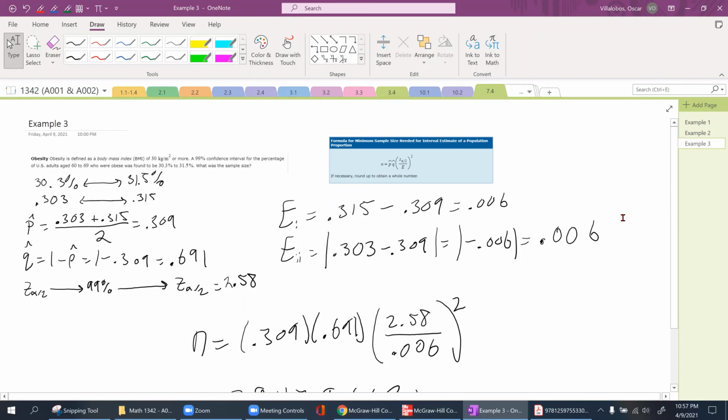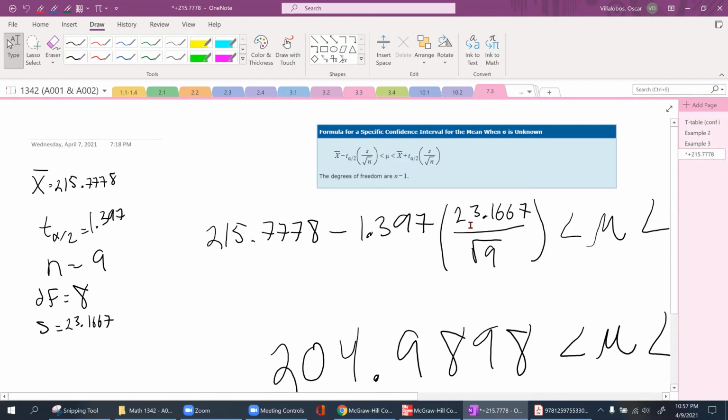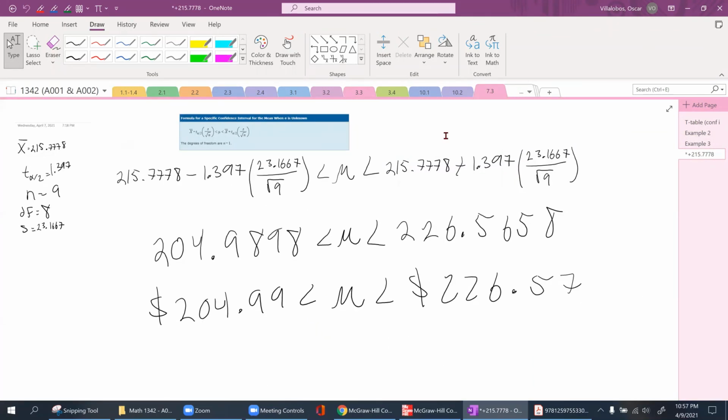But if you notice, it's very heavy based on everything we've been dealing with, everything we've been working on. We're still dealing with intervals.